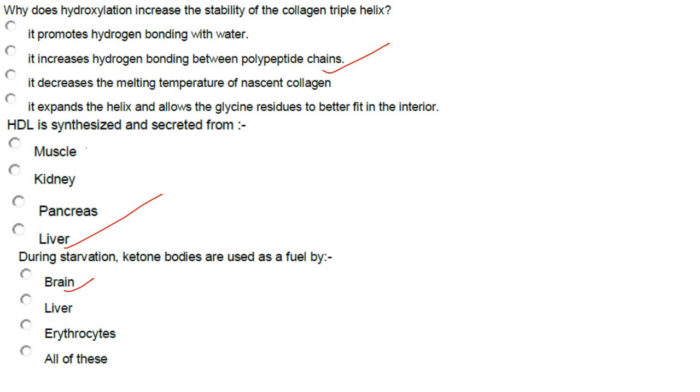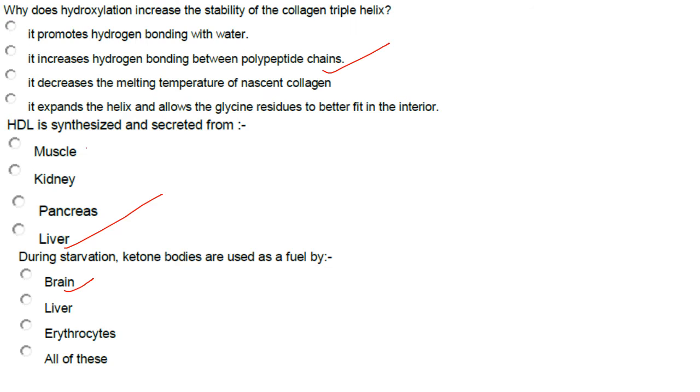Then next one. Why does hydroxylation increase the stability of the collagen triple helix? It increases hydrogen bonding between polypeptide chains. So hydroxylation increases stability of the collagen triple helix. Now why does hydroxylation increase it? Because it increases hydrogen bonding between polypeptide chains.